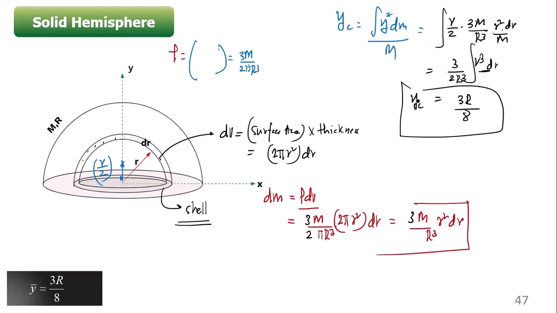Here the limit is nothing but 0 to capital R. So simply I am getting 3R by 8. So 3R by 8 is the answer for the solid hemisphere, where the center of mass is located at a distance of 3R by 8 from the origin. Every time I am calculating from the base, that is from the origin.